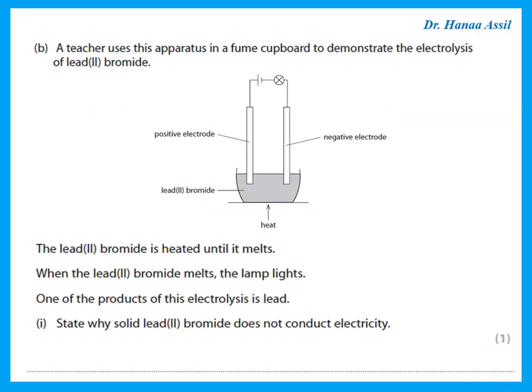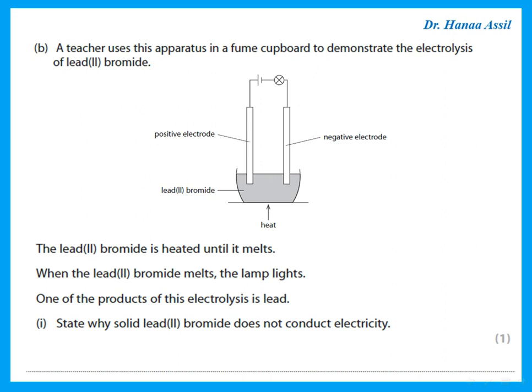A teacher uses this apparatus in a fume cupboard to demonstrate the electrolysis of lead bromide. The lead bromide is heated until it melts. When the lead bromide melts, the lamp lights. One of the products of this electrolysis is lead. State why solid lead bromide does not conduct electricity.